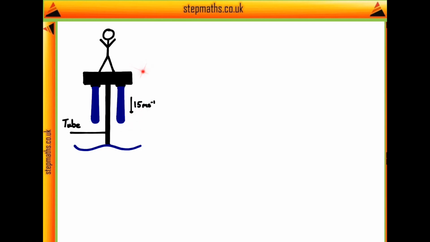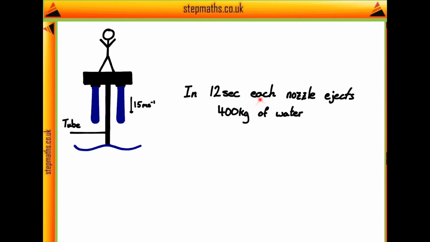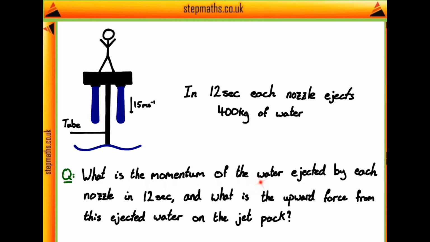So we're told that our person is at a constant height in this situation, and that in 12 seconds each nozzle ejects 400 kilograms of water. So the question then goes on to ask us what is the momentum of the water ejected by each nozzle in 12 seconds, and then it asks us what is the upward force from this ejected water on the jetpack and the person.